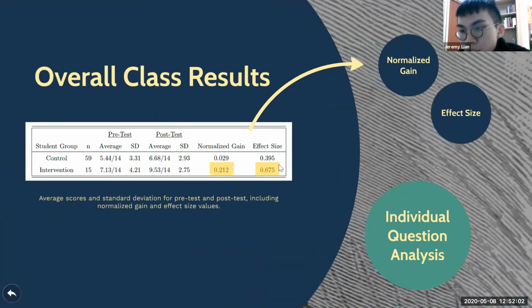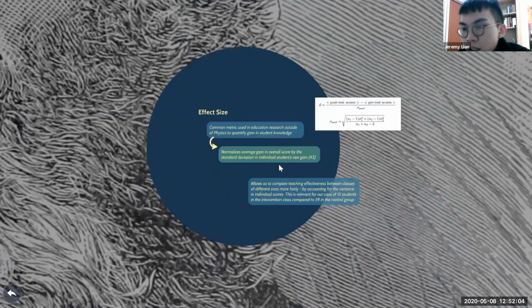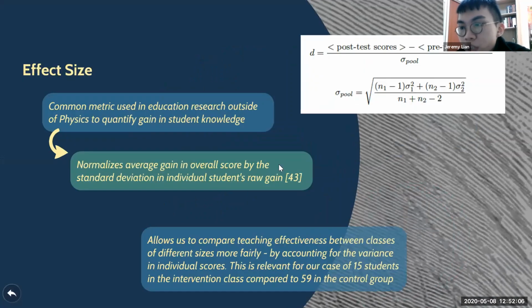The second metric is called effect size. Effect size is another common metric used in education research, but outside of physics. To quantify the gain in student knowledge, it normalizes average gain in overall score by the standard deviation in individual students' raw gain. Thus, a higher effect size score will indicate a larger improvement or gain in student knowledge.